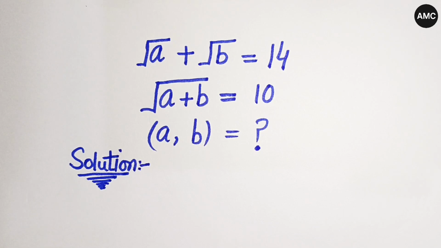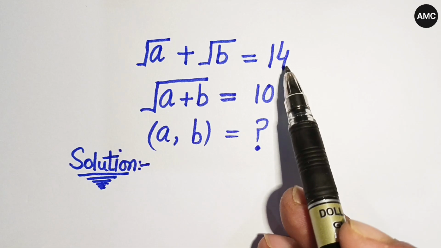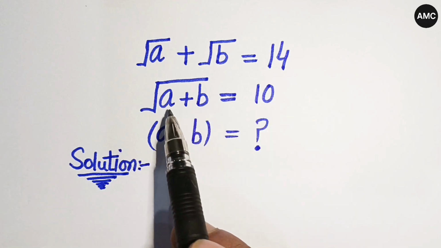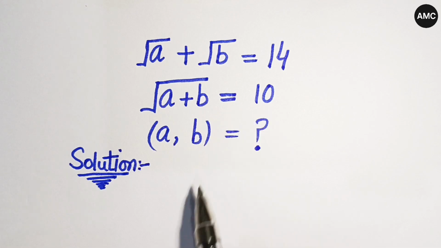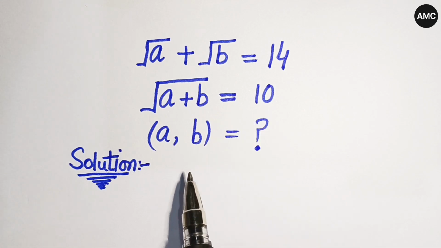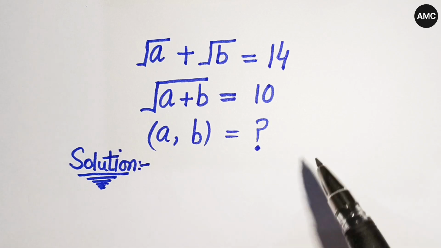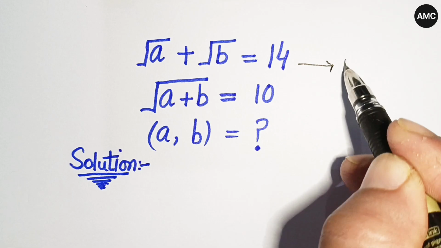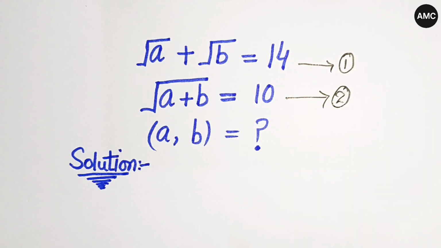Today we have a nice system of equations: square root of a plus square root of b is equal to 14, and our second equation is square root of a plus b is equal to 10. Here we have to find all possible values of a and b. Let's start our solution. Here is our equation 1 and here is our equation number 2.